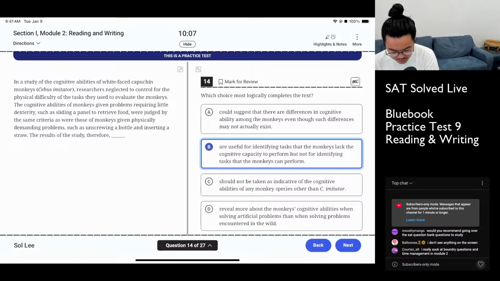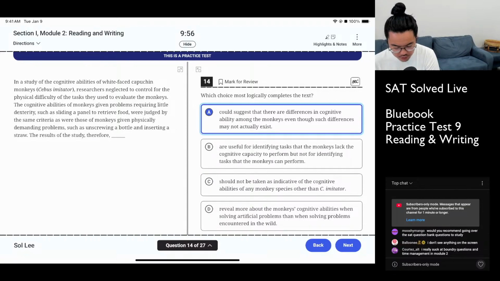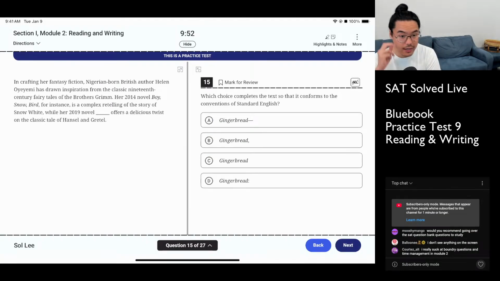I could double check. B, C, and D are useful for identifying tasks. Nope. Wait, what? Other species? Nope. Reveal more about the. Nope. No. Yep. Throw it out. Okay, we're at the grammar. Here we go.